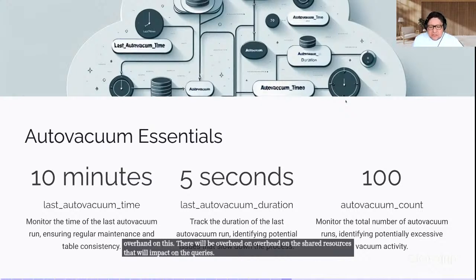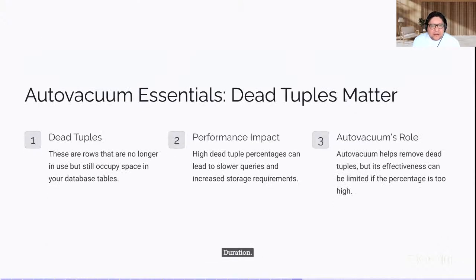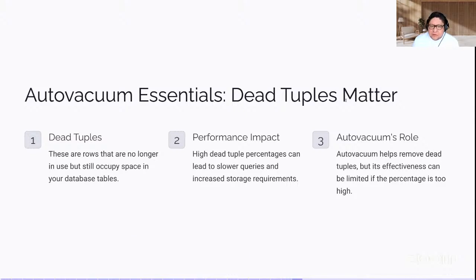So there are all sorts of recommendations on auto vacuum time, duration, count, all that stuff. But for me, the most important metric here is the dead tuples percentage. I'm always looking at the dead tuple percentage. I don't care if I have a table where auto vacuum runs once per day. If that keeps my dead tuple percentage below 5%, that's fine, right? And if the auto vacuum takes very little time, well, better.